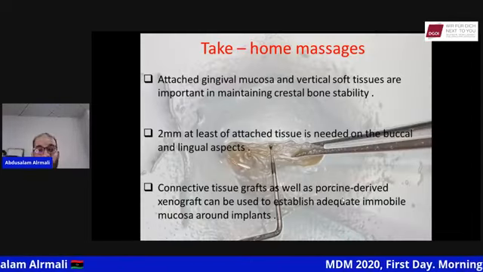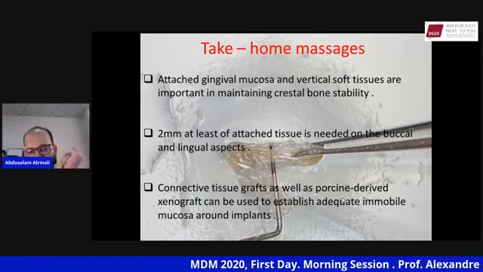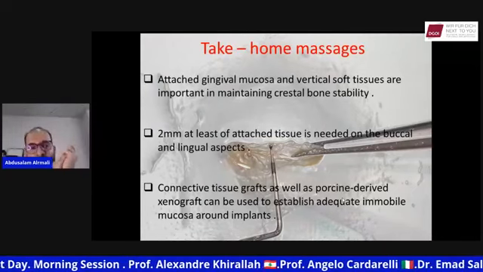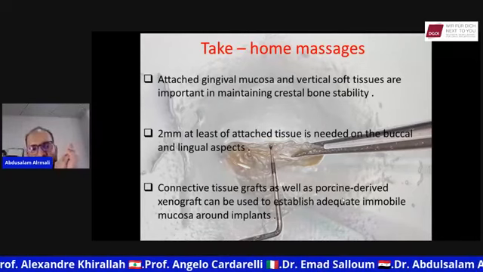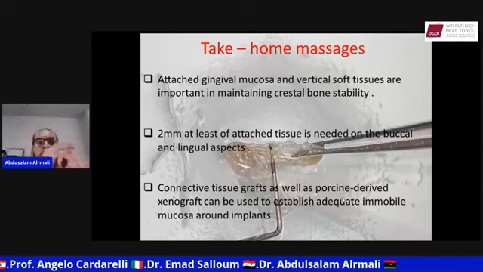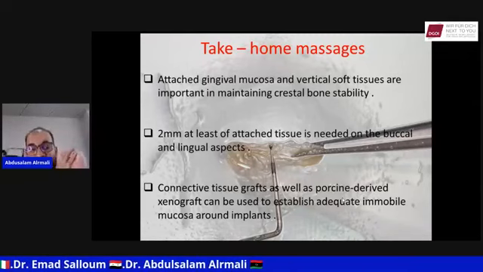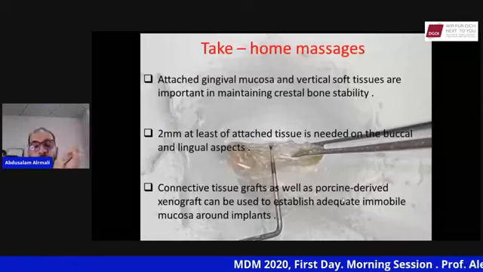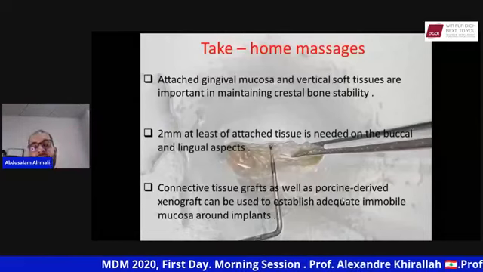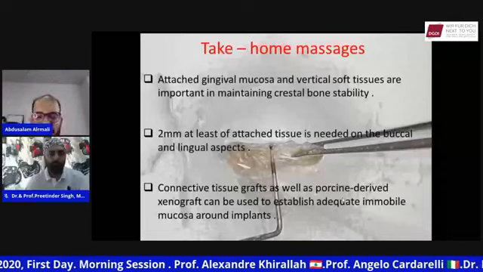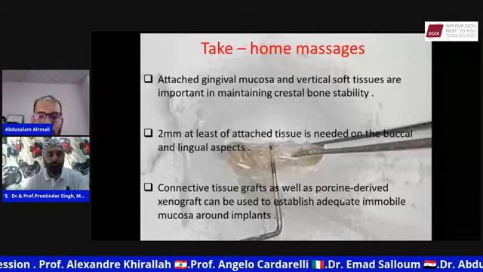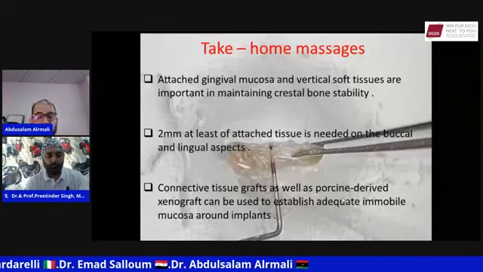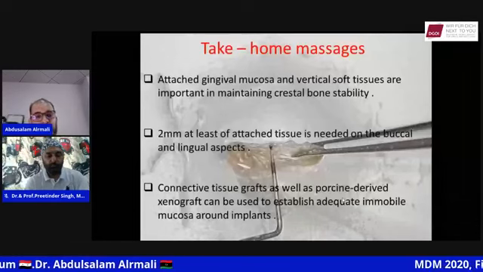So finally, take home message. Our aim from this lecture is to emphasize the importance of the soft tissue around the implant. You have to have good attached gingival mucosa and vertical soft tissue to maintain the crestal bone stability. At least 2 millimeter of attached gingiva is needed on the buccal side as well as on the lingual side. And in some cases, you have to consider harvesting a connective tissue graft as well as porcine derived xenograft or allograft used to establish the immobile peri-implant mucosa around the implants.